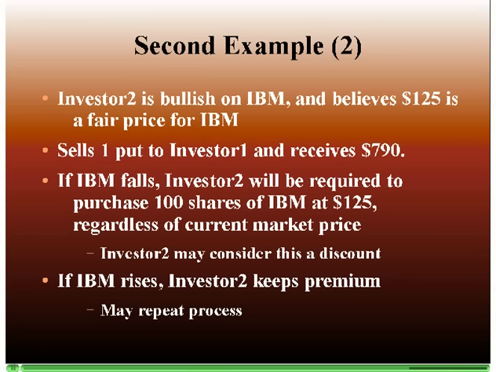Investor 2 is bullish on IBM and feels $125 is a fair price. He sells one put to Investor 1 and receives $790. If IBM falls, Investor 2 will be required to purchase 100 shares of IBM at $125 from Investor 1, regardless of the current market price. However, this technique can be used as a method for discounting the stock. Remember, when the deal was entered, IBM was trading at $126.